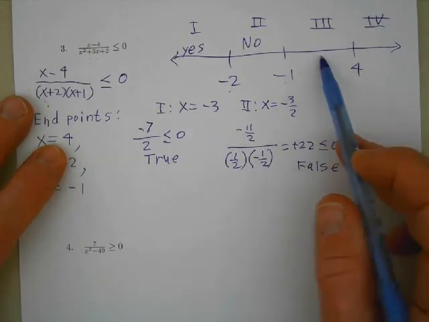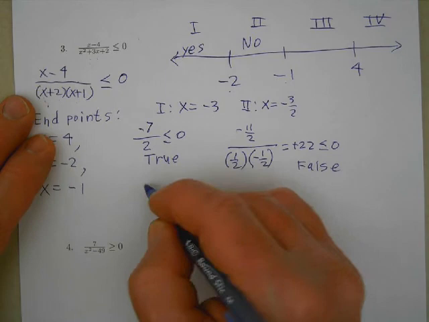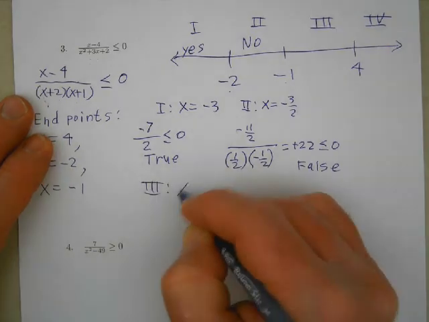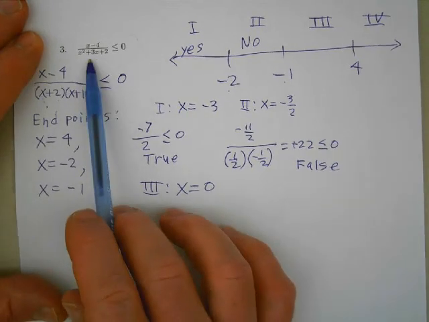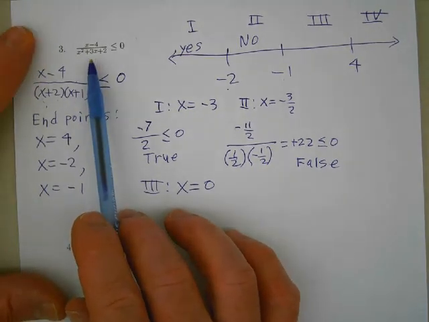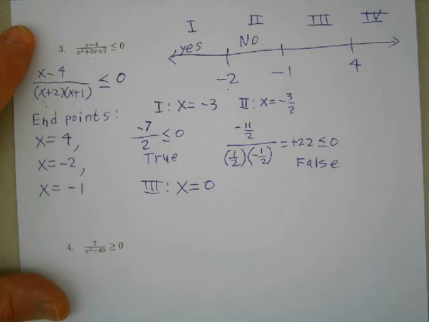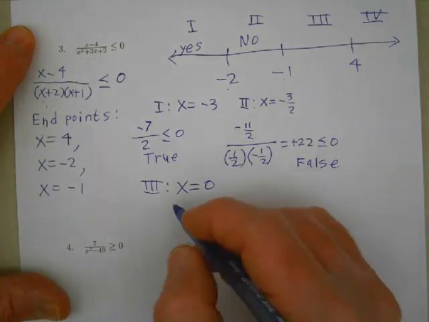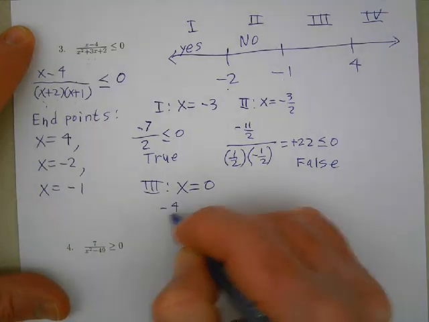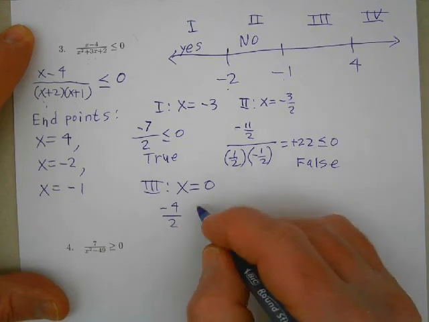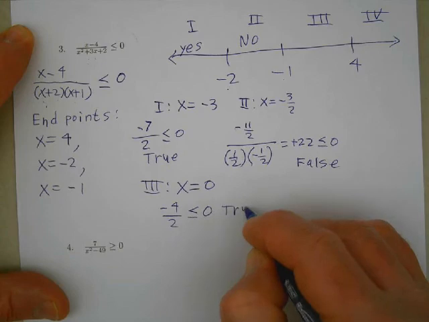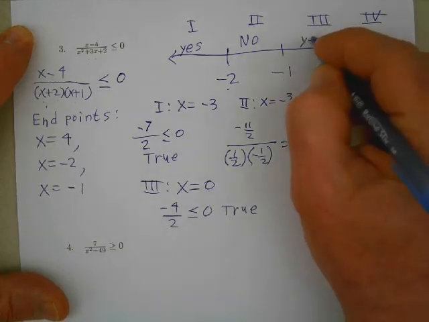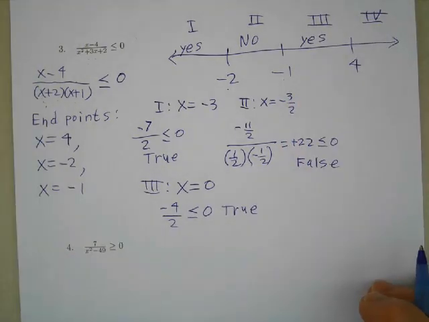In the third interval, I'll pick x to be 0. That's the most convenient of all. In the original inequality, if you replace every x with 0, you're going to get -4 divided by 2, which is a negative number, and a negative number less than or equal to 0. That's true. So the numbers in the interval from -1 to 4 are solutions.